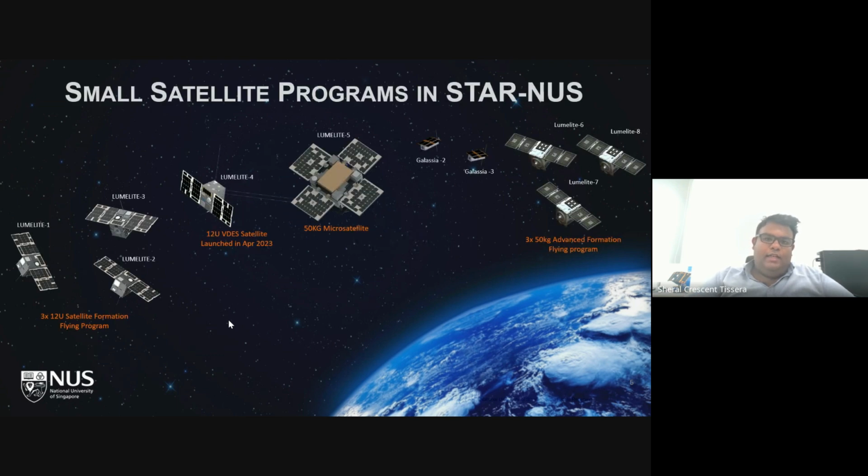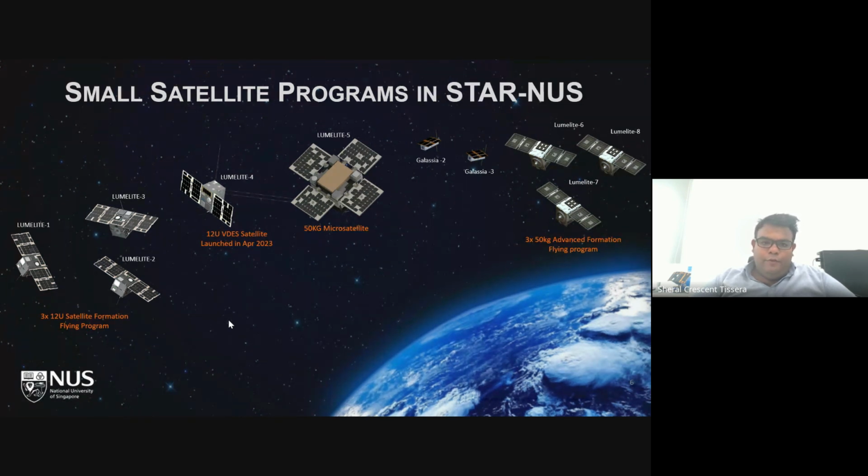With that, let me introduce some of the satellite programs in STAR at NUS. Firstly, we have our flagship formation flying program, and for this program, we'll be launching 3 satellites, namely Lumelite 1, 2, and 3 to demonstrate formation flying.